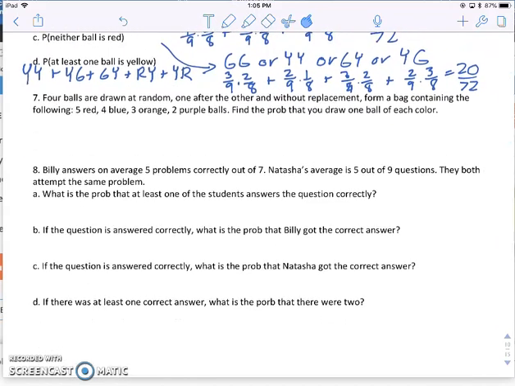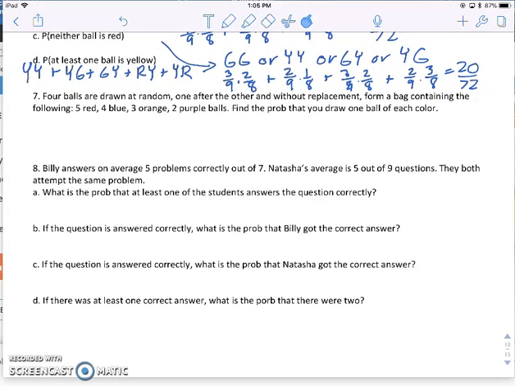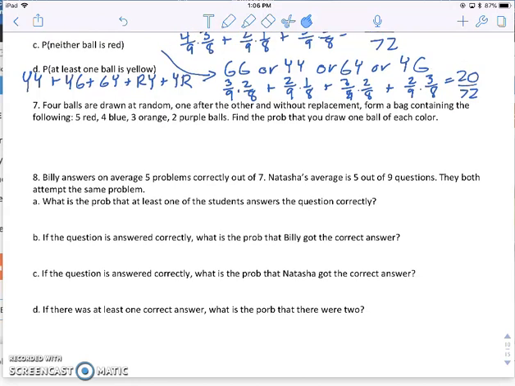Okay, the next one. 4 balls are drawn at random, one after the other without replacement, from a bag containing the following. Find the probability that you draw one of each color. So, there's lots of different orders here. So let's see if you were to draw red, blue, orange, and purple.